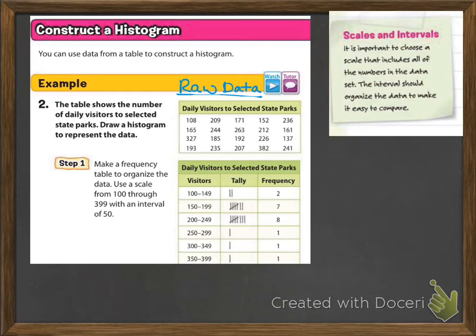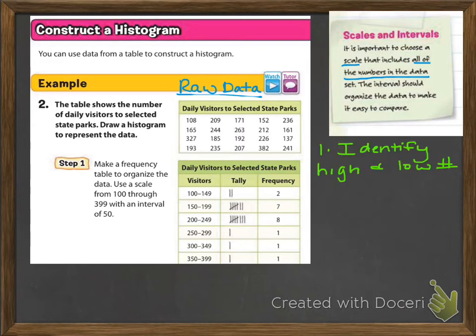Off to the right, there's an important note, and it says, it is important to choose a scale that includes all of the numbers in the data set. The intervals should organize the data to make it easy to compare. So you're going to have to pick the scales and the intervals. So you want to probably first start by looking to see what your lowest number and what your highest number is. That would be a good place to start.